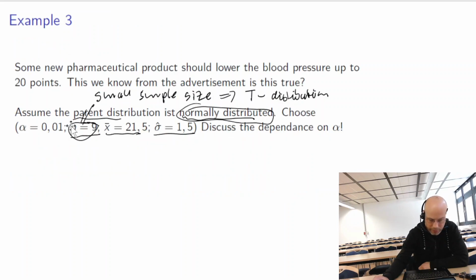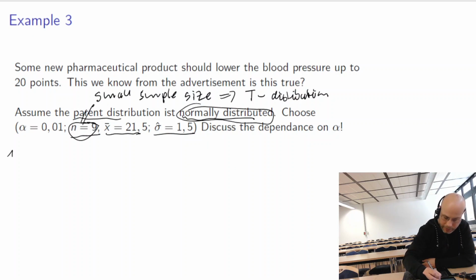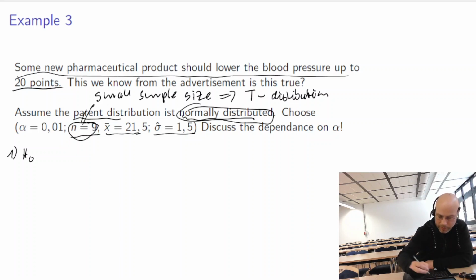So the same procedure as before. First, H0. Our pharmaceutical product should lower the blood pressure 20 points. In our random sample, we obtain, great, it is lowering the blood pressure to 21.5 points.